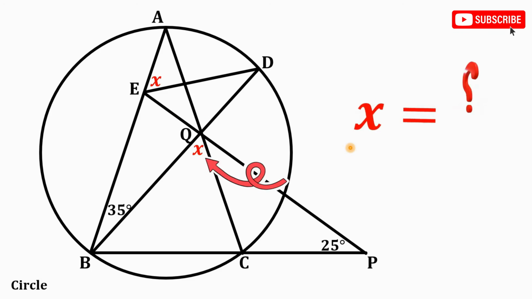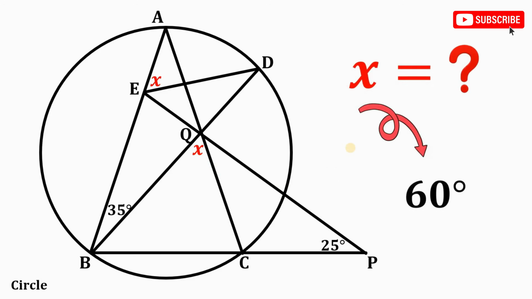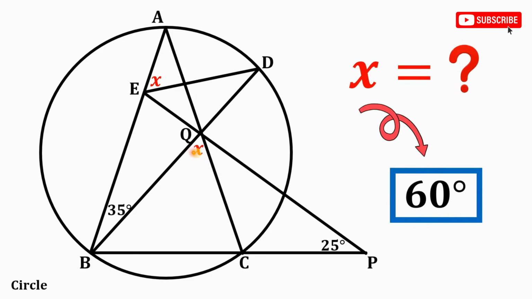So pause this video right now and see if you can answer this question, because I will show you the answer and the solution in 3, 2, 1. Alright, the answer to this question is simply equal to 60 degrees. So the measure of this angle X equals 60 degrees.